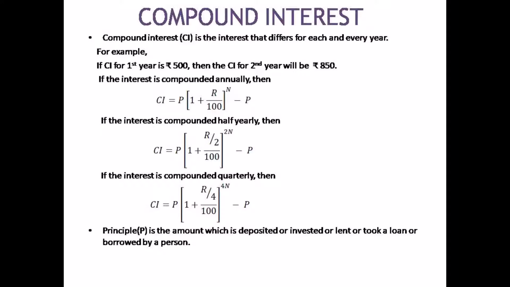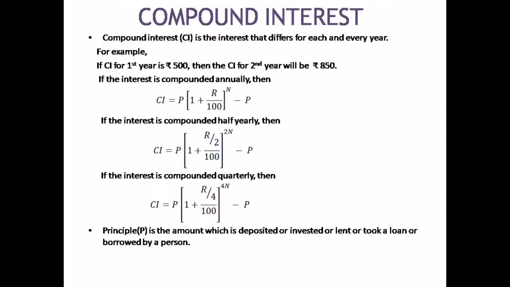If the interest is compounded annually, then CI equals P into (1 plus R by 100) on the whole power n, minus P. If the interest is compounded half yearly, then CI equals P into (1 plus (R by 2) divided by 100) on the whole power 2n, minus P. If the interest is compounded quarterly, then CI equals P into (1 plus (R by 4) divided by 100) on the whole power 4n, minus P.